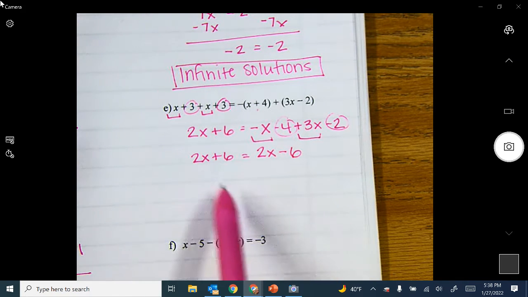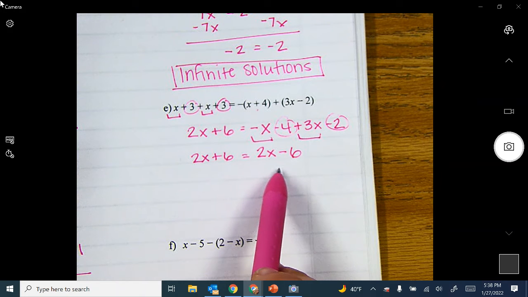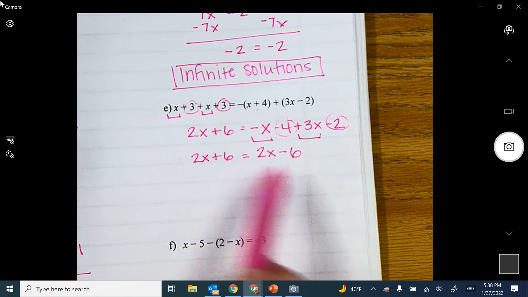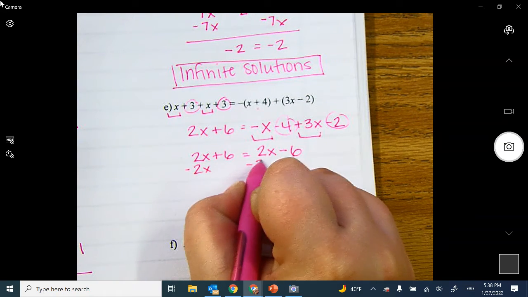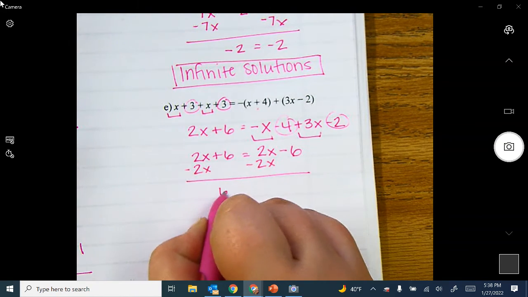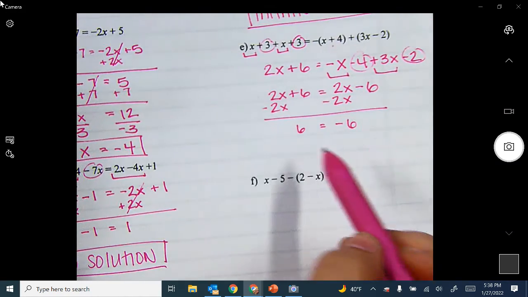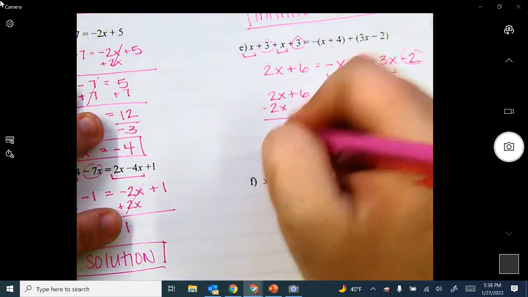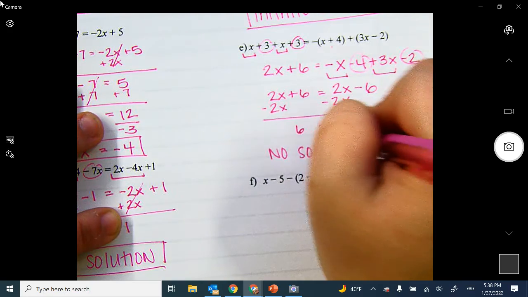All right, so now this should also look like something that we've done so far because I have 2x on both sides, but then I have a plus 6 and a minus 6. Okay, so if I take away my 2x on both sides, I have 6 is equal to negative 6. And just like with C, there is never an instance where 6 is going to equal negative 6. So this one also has no solution.